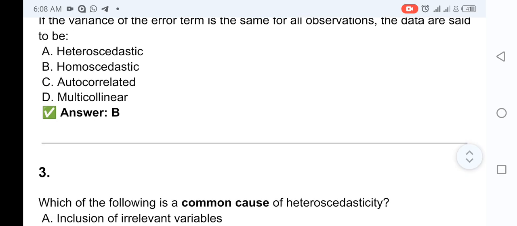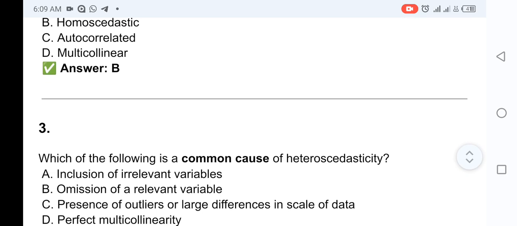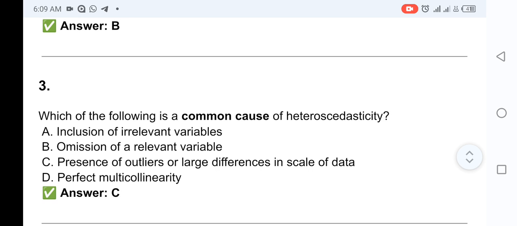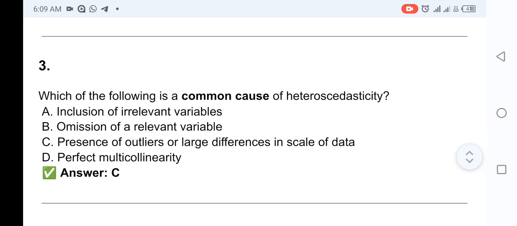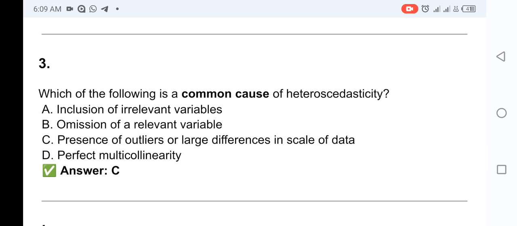3. Which of the following is a common cause of heteroscedasticity? A. Inclusion of irrelevant variables, B. Omission of a relevant variable, C. Presence of outliers or large differences in scale of data, D. Perfect multicollinearity. Answer C.